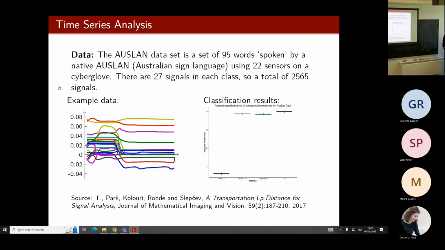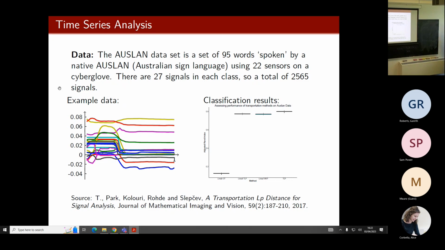I think I skipped one out. This again was another application: a highly multi-channel signal. This was a data set called the Auslan data set. Someone wore special gloves and spoke in sign language. There are 22 sensors on these gloves, so the signal itself goes from time between 0 and 1 into some sort of 22-dimensional space.